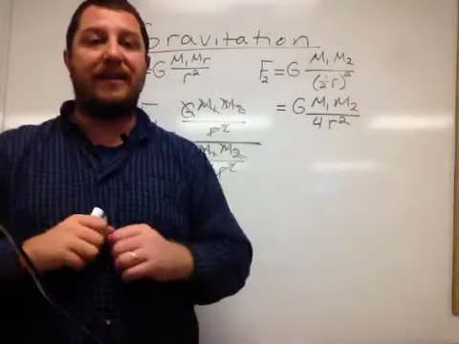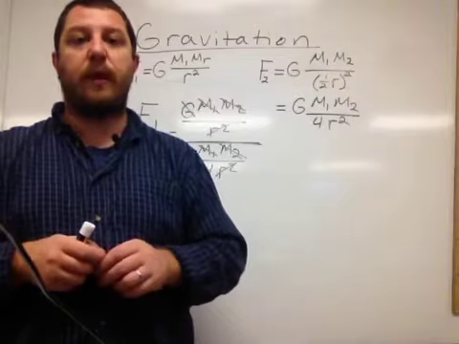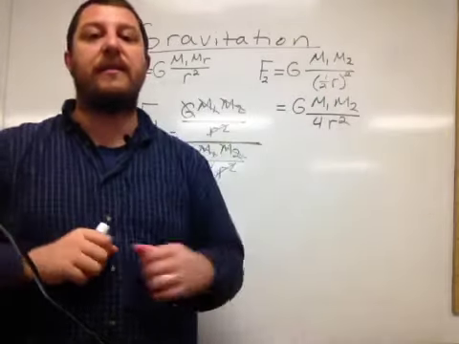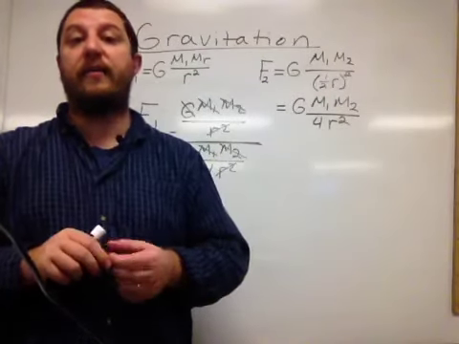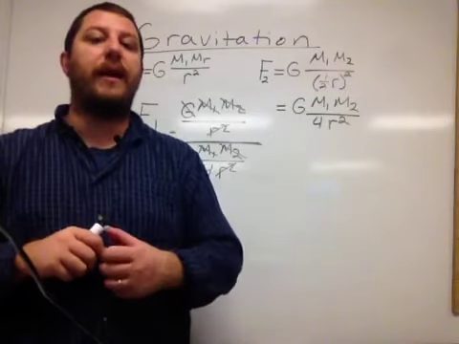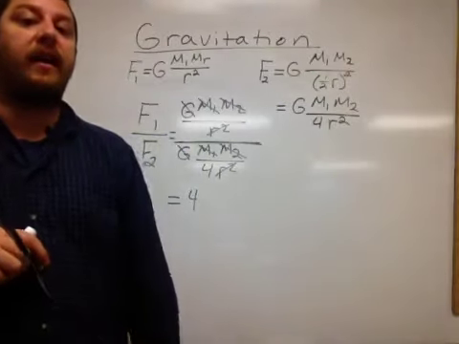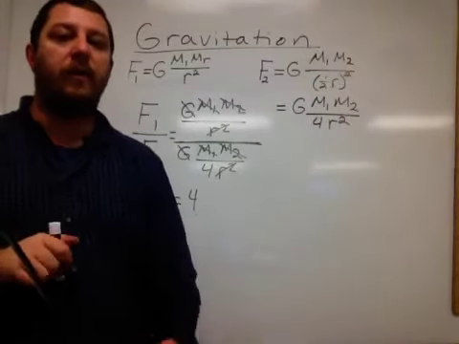If I double the distance, then the force goes down by 4 because 4 is 2 squared. If I triple the distance, the force goes down by a factor of 9 because 9 is 3 squared. That's what we mean by the inverse square law, and that's how this law works, and we'll see a couple other laws down the road also work this way as well.